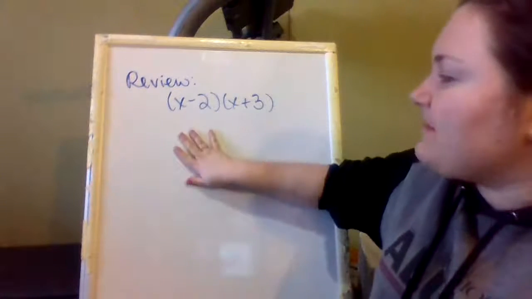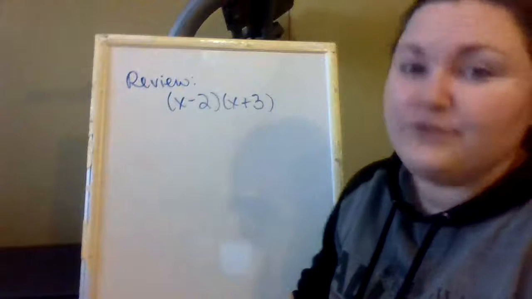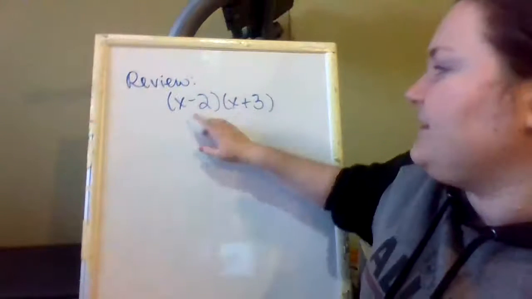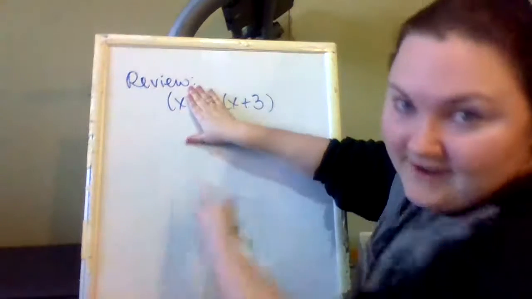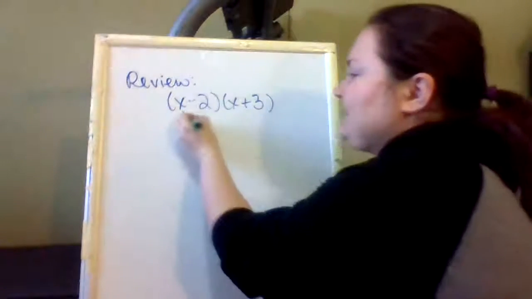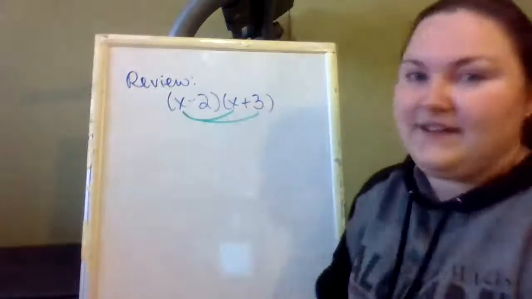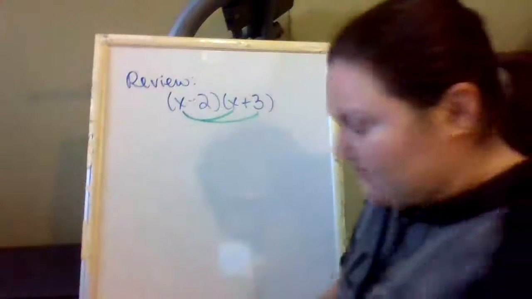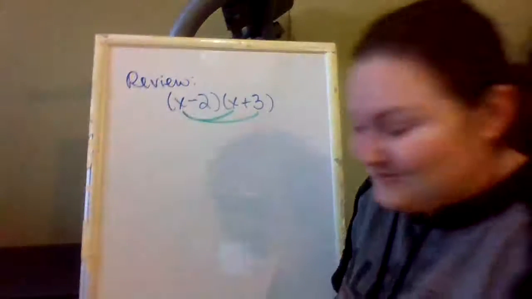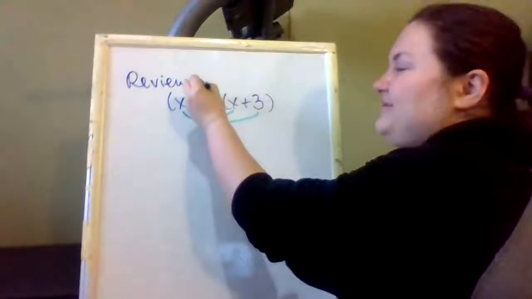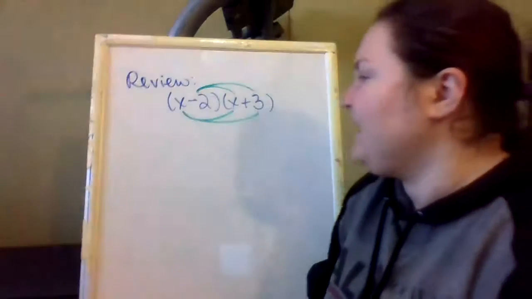When we had looked at problems like these in the past, we said it's really similar to distributing. You just have to distribute twice. So I would want to start by distributing this term here, our x, and multiplying x times x and x times 3. And then as our second step, we want to distribute that minus 2 the same way, so multiplying the minus 2 times x and that minus 2 times 3.